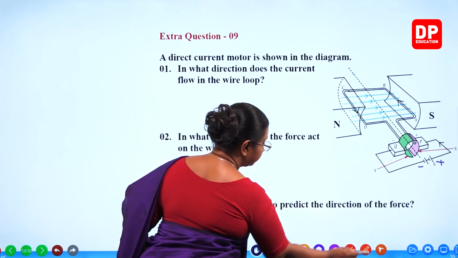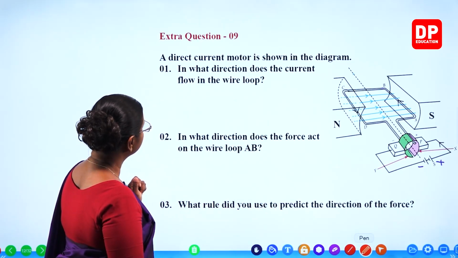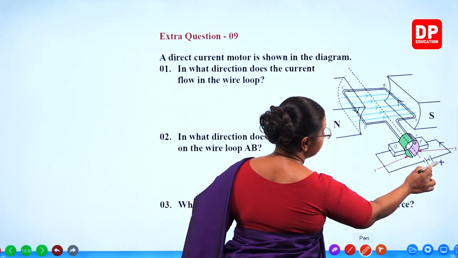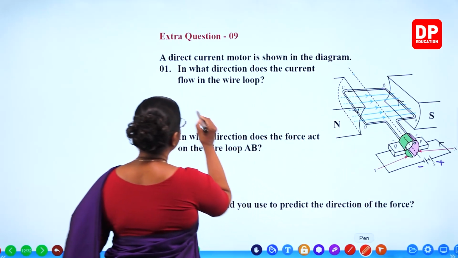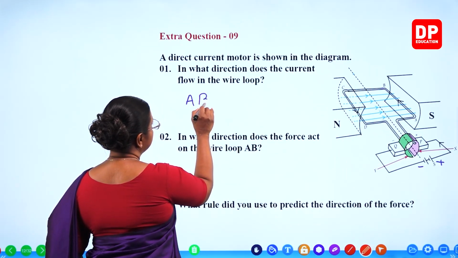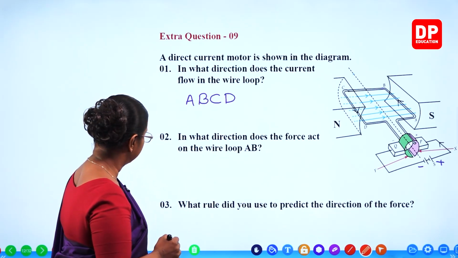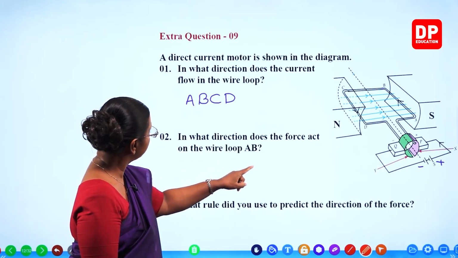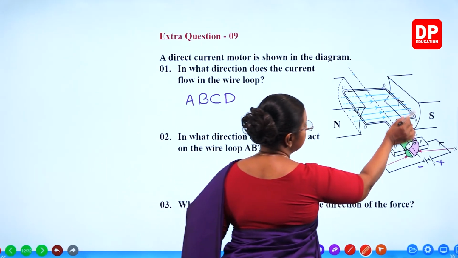So here, first one, in what direction does the current flow in the wire loop? So you all know, as it is, since this is the positive terminal, current flows in the direction A, B, C, D. That you can remember. Then, second one, in what direction does the force act on the wire loop? AB. So AB is this part.